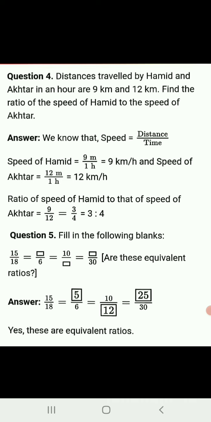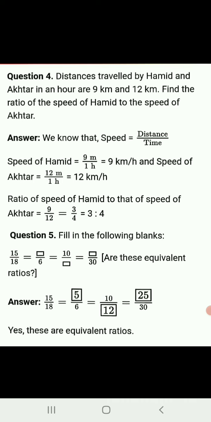We know speed is equal to distance by time. So the speed of Hamid will be, Hamid is traveling 9 kilometers. So distance is 9 by 1 hour, that is 9 km per hour. Speed of Akhtar will be 12 by 1, that is 12 km per hour. Now the ratio of Hamid to Akhtar will be 9 by 12. Both go in the third table. So 3 by 4. You get it cancelled. Your answer is 3:4.